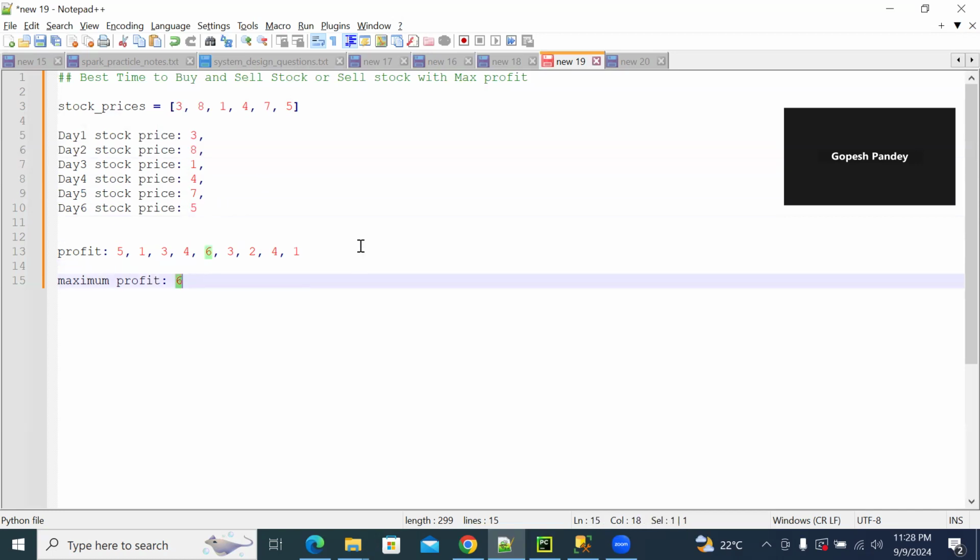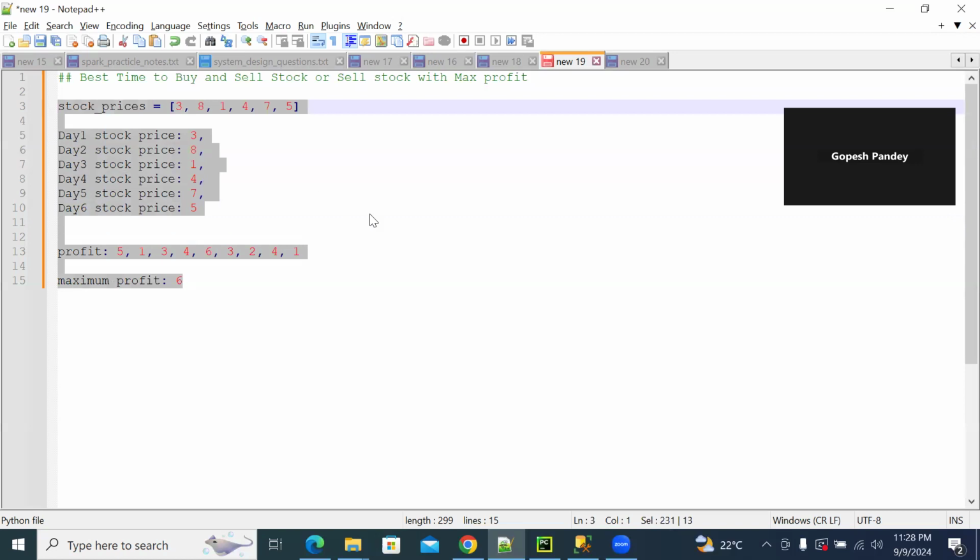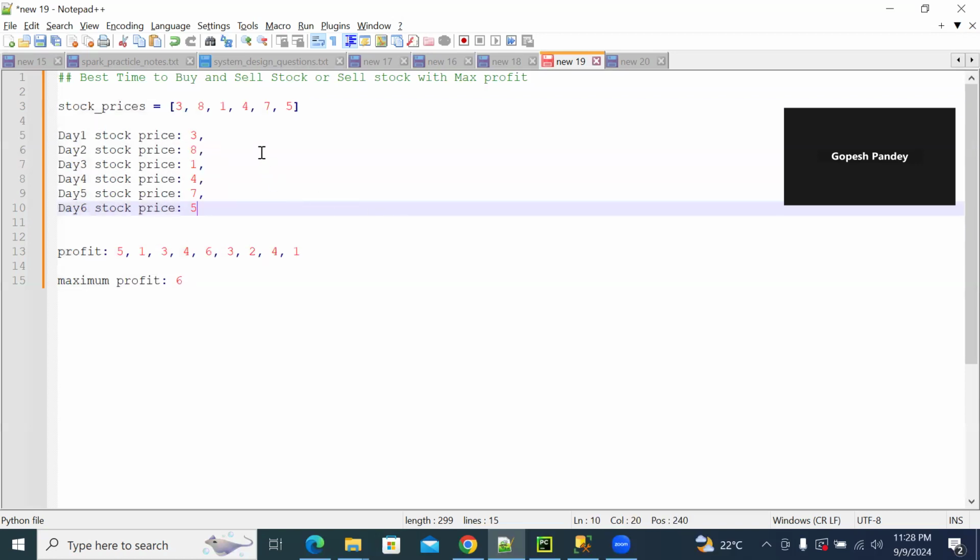So finally, if you have noted all the profits here, and if you get the maximum of all the profits, you are getting 6 as the maximum profit. So this is the problem statement where you had to compare all the previous day stocks as buying stocks, and the current day stock you have to consider as a selling stock. If you are getting a profit, just note it down, and then finally when you complete the whole loop, you get the maximum among all the profits that you have come through. Now this is the problem.